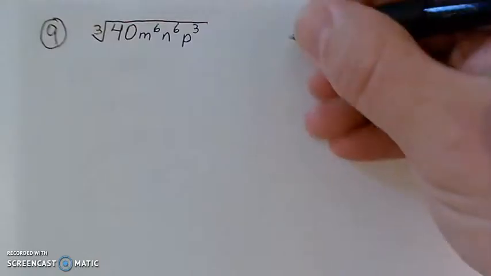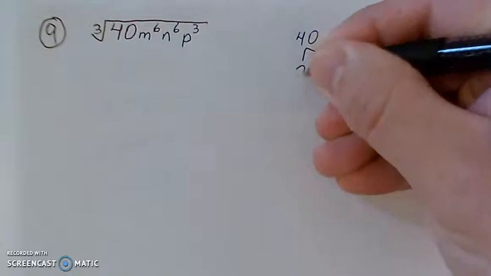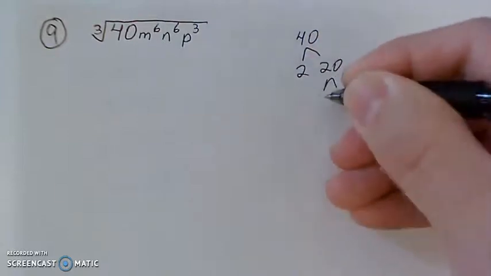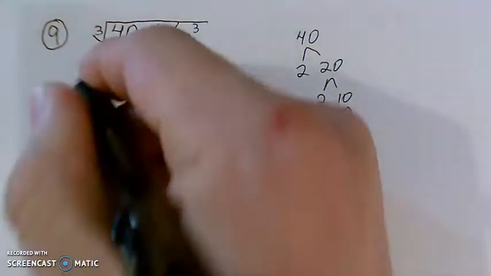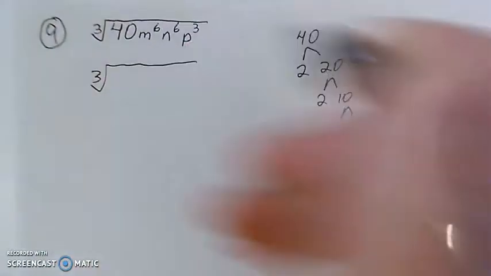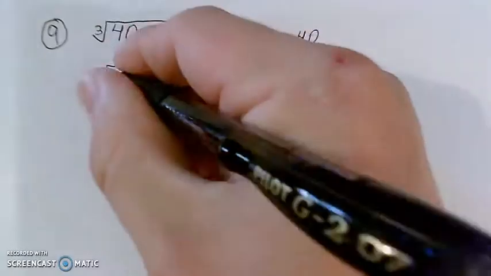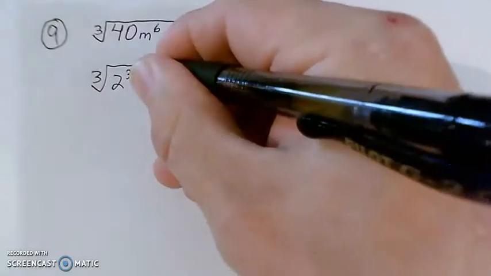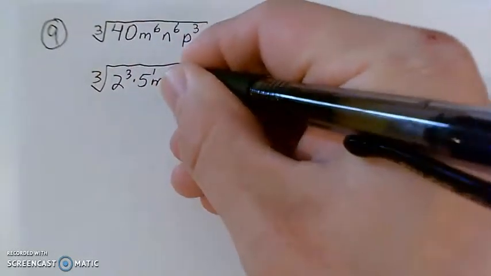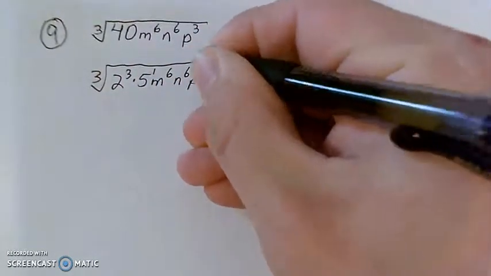Alright, here's my next to last one. 40 can go to 2 times 20. 20 is 2 times 10. 10 is 2 times 5. So I'm going to rewrite the 40 that's in this cube root as 2 to the 3rd power times 5. And I'm going to go ahead and keep all, and 5 is to the 1st power. m is to the 6th, n is to the 6th, p is to the 3rd.